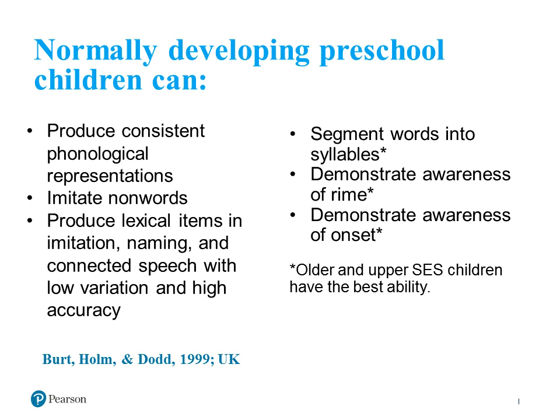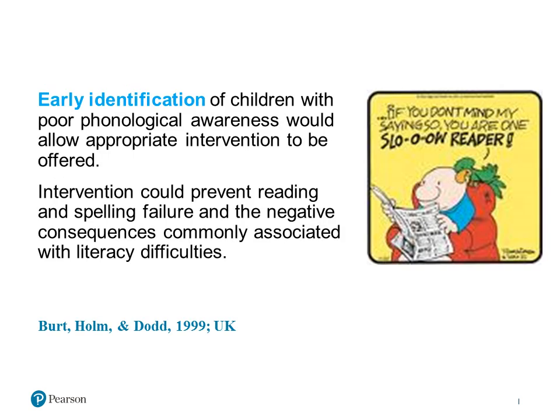Now, according to Burt, Holm, and Dodd, 1999 from the UK, these are the skills that preschoolers should be able to have: produce consistent phonological representations, imitate non-words, produce lexical items in imitation, naming, and connected speech, segment words into syllables, demonstrate awareness of rhyme, and demonstrate awareness of onset. What is interesting also is that the children from upper SES categories do better, and so do older children.